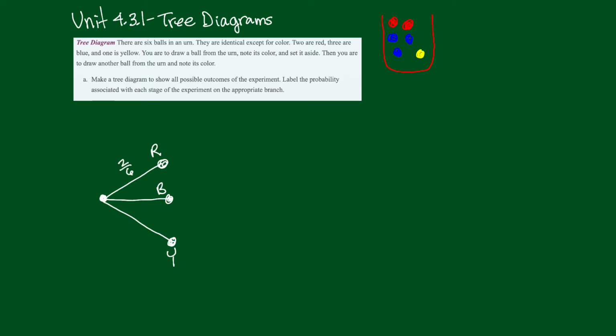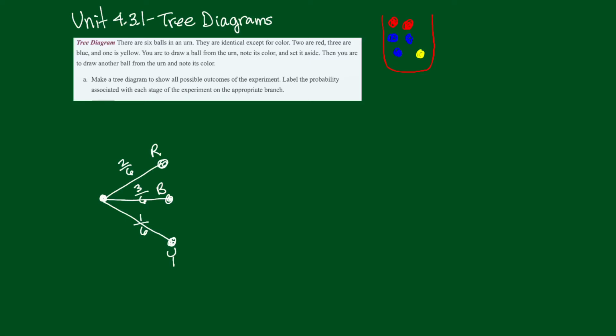What's the probability of a blue? There's 3 blues out of 6. And a yellow, there is 1 out of 6. Now, if you add these up, 2, 3, 1 is 6. Right, something's got to happen, 6/6. We're guaranteed something's going to happen.